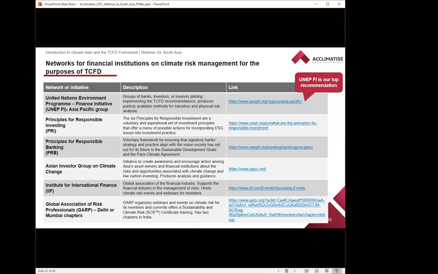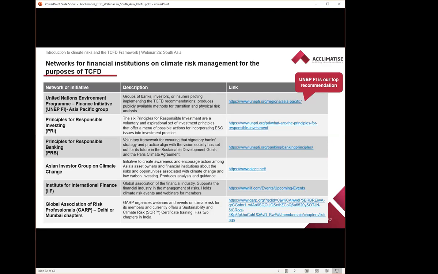One quick example I wanted to touch on. So this slide is that list of resources and networks that you can tap into of financial institutions that are already getting started on TCFD. And one quick example I wanted to highlight is the Unipify. So I mentioned that in the last example. This is our top recommendation for you.